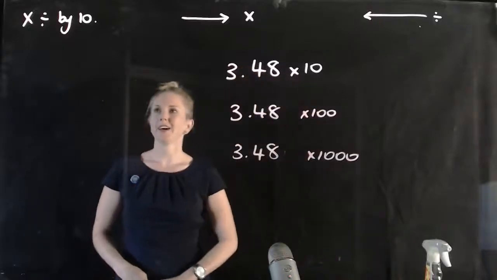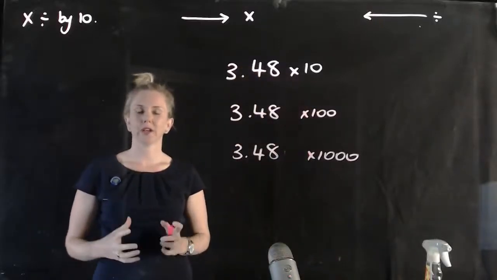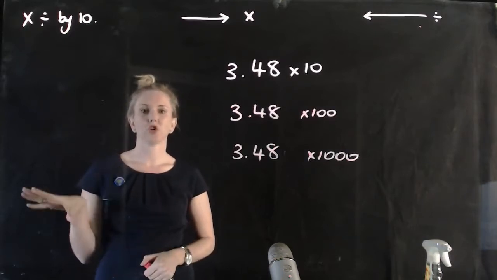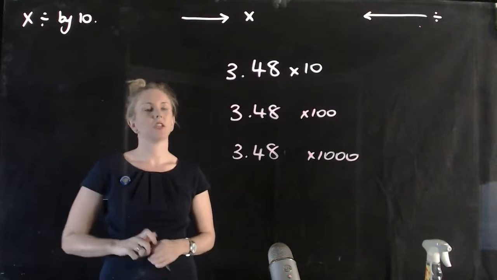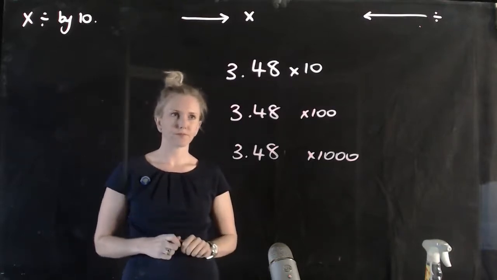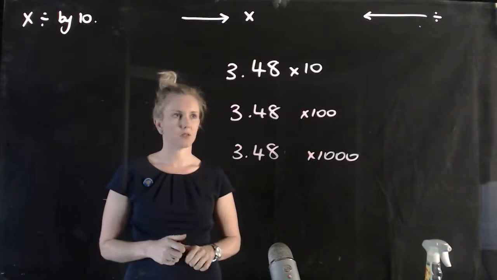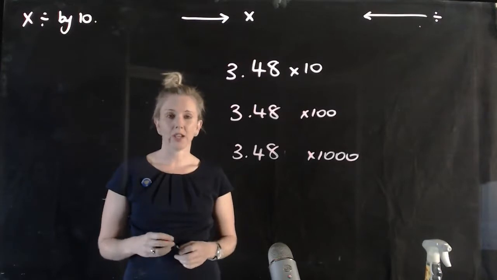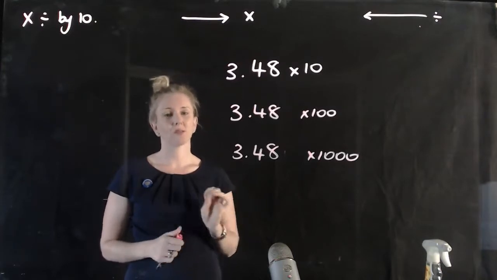Okay, hi guys. I'm here to show you how to multiply and divide decimal numbers by 10. And once you get the hang of it, it's so easy. The thing you need to remember is that we're not going to change the order of the numbers when multiplying or dividing by 10, 100, 1,000 or even bigger. What we are going to change is the position of the decimal point.